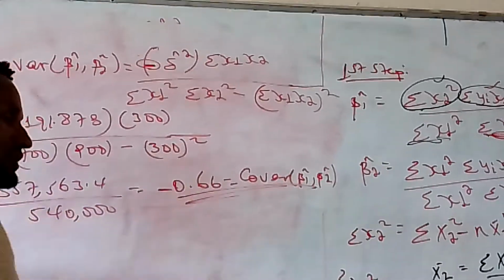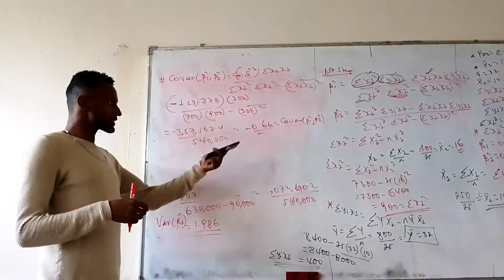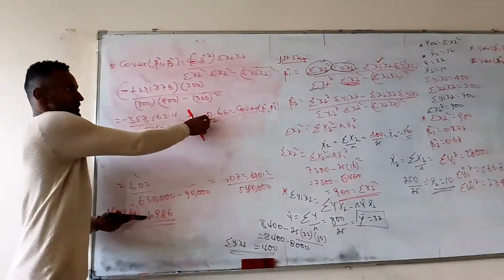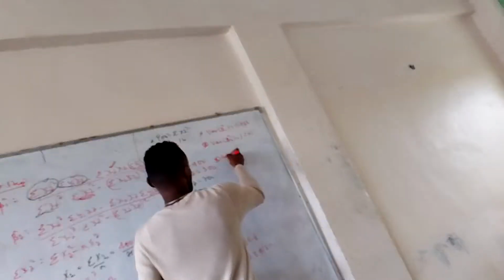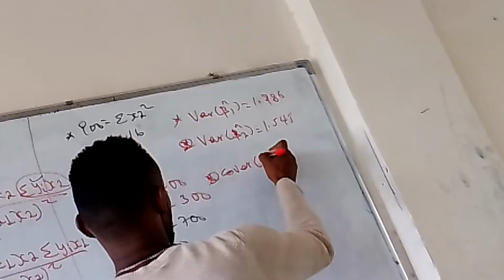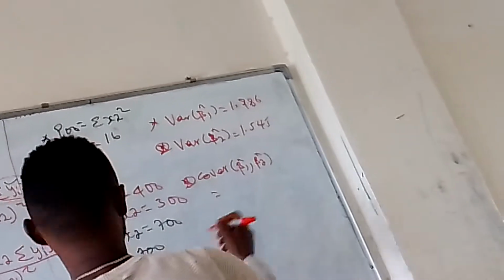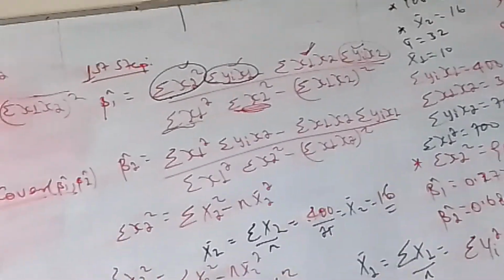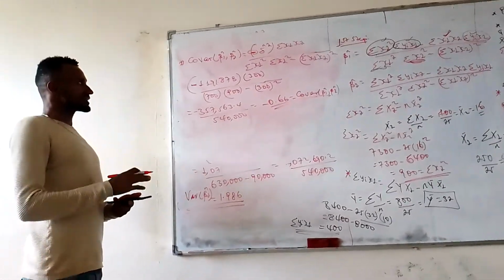This is the full response to the question we are asking, for the covariance of beta 1 and beta 2. So let me document this here. The covariance of beta 1 hat and beta 2 hat is equal to negative 0.66. This is our covariance value.